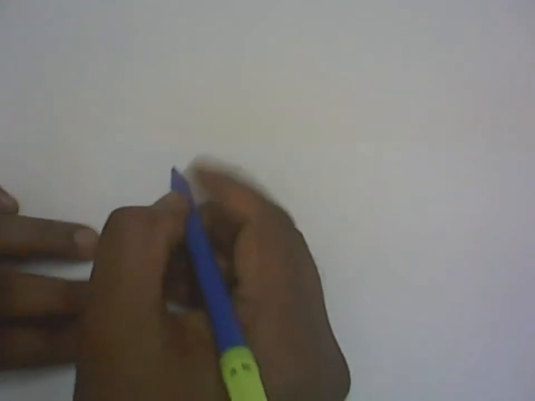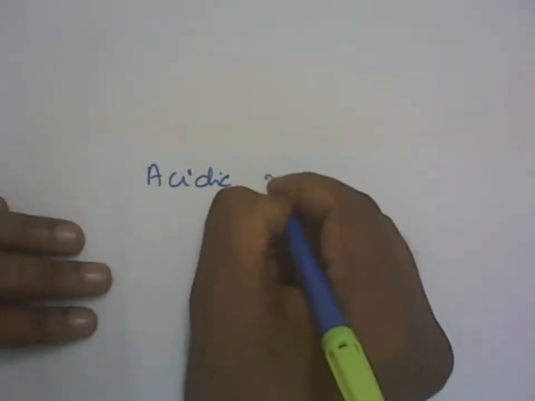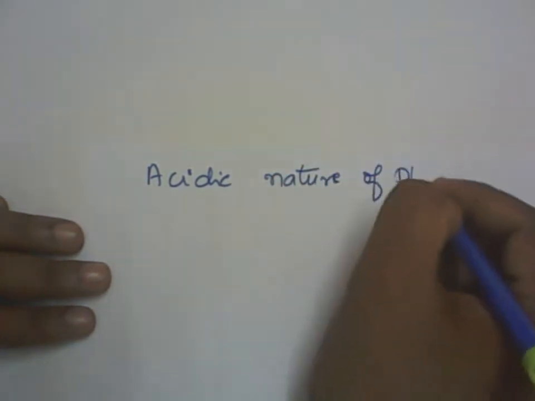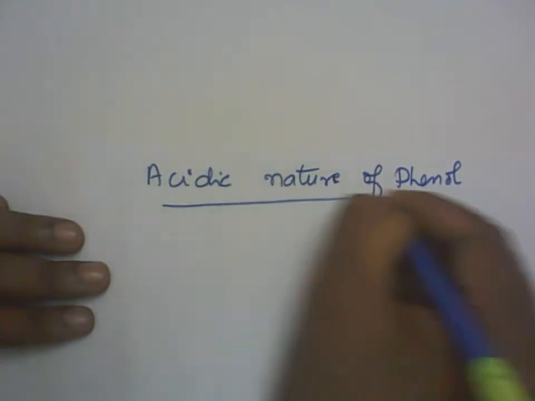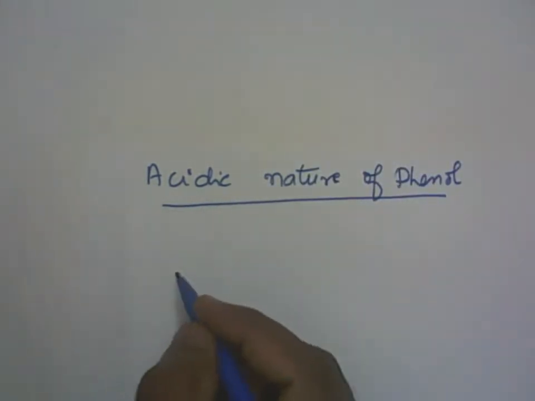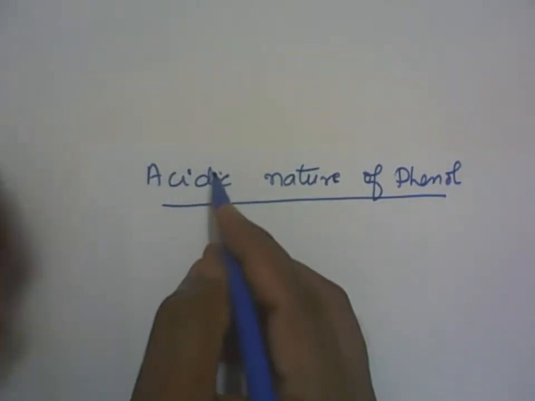So let me go for the topic: acidic nature of phenol. Let me give you some examples of why phenol acts as an acid in nature. If it is acidic in nature, it should react with a base, correct?